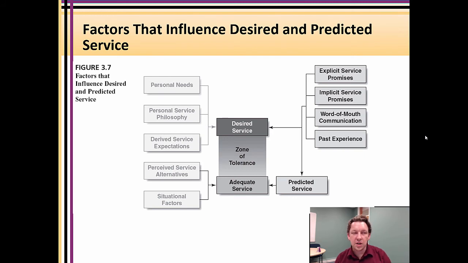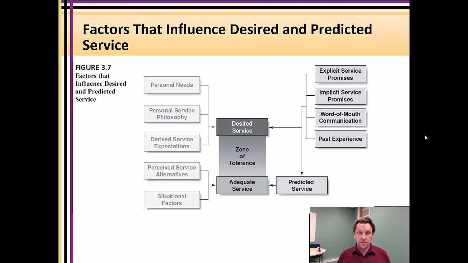All right, let's look at the marketer elements. Now, I left predicted service out previously because this is an element that I want to integrate with the marketer control. Predicted service, what's the bottom line you think you're going to get? What do you think is going to happen when you go to this service encounter? If it does happen, you've met the basics. This is going to be all right. Hey, it's all right. Predicted service, adequate service. But what do you base those predictions on?